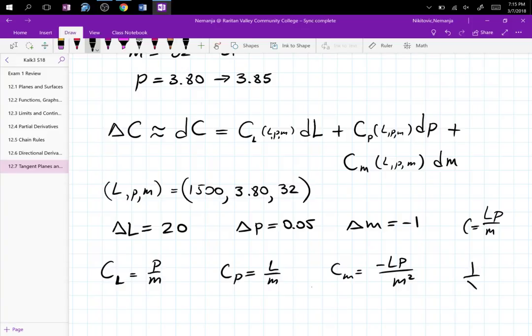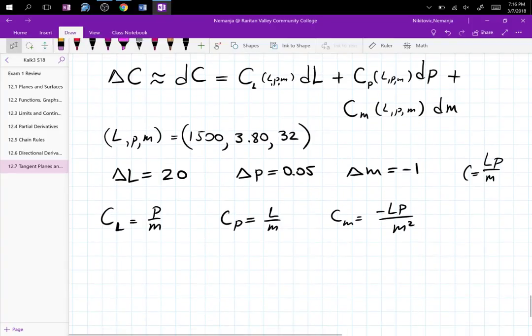It's like taking the derivative of 1 over x. What's the derivative of 1 over x? It's negative 1 over x squared. So that's that part and that negative there. LP is a constant that you just multiply. So yeah, there. So I have those.